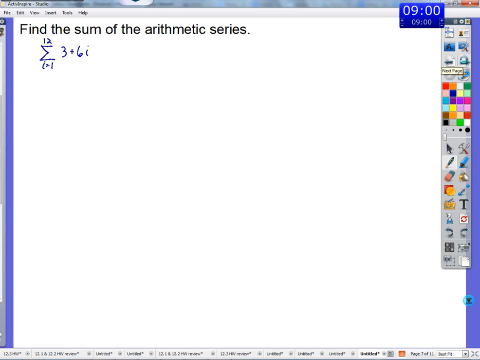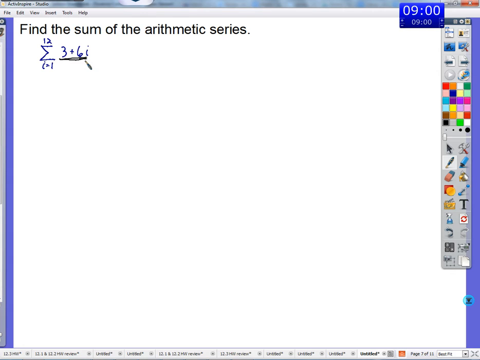Finding the sum of the arithmetic series. I told you it's arithmetic, which is great because there's a formula for finding sums of arithmetic series. Or you can look at the rule. How does the rule tell you that this is an arithmetic series? It's adding a number plus another number times n.